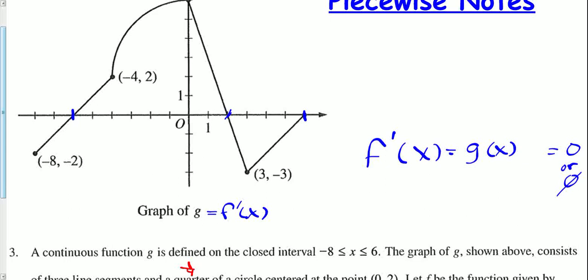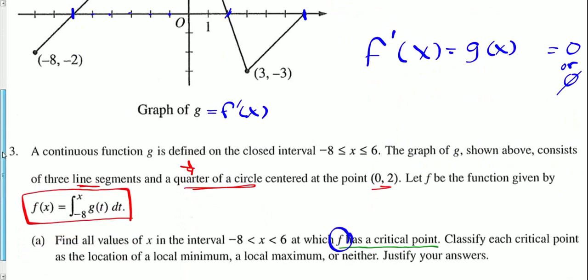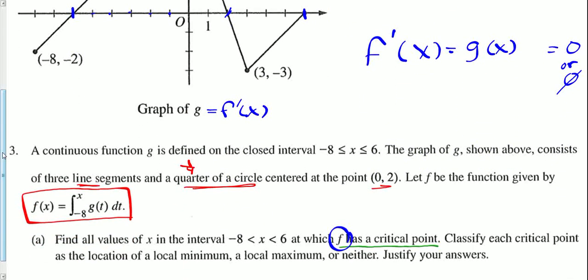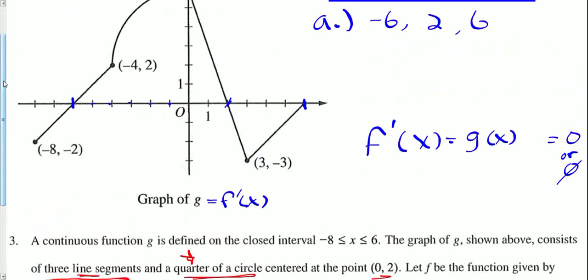So I'm looking at this graph because it is the graph of f prime, and those 3 blue places are where the graph is 0. So those are going to be the critical points for f. So we know that they are negative 6, 2, and 6. We're just looking for those, and those will be critical points on the other graph.